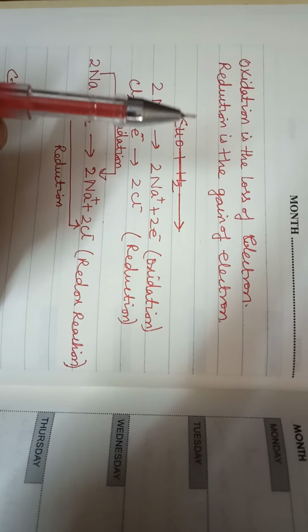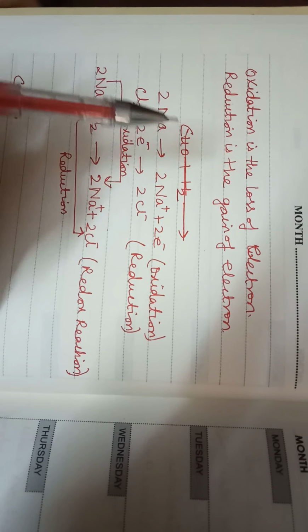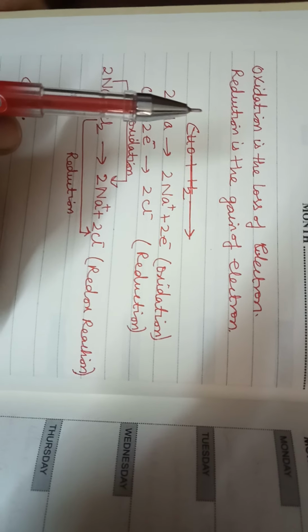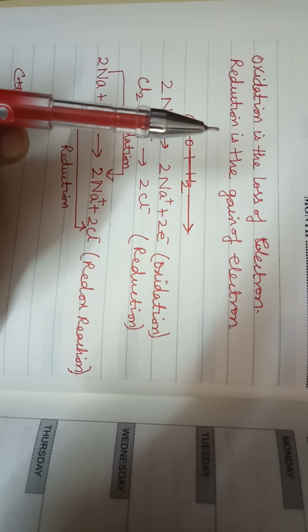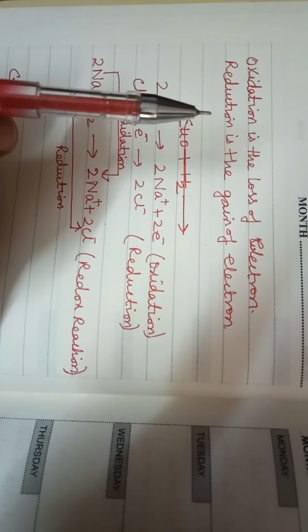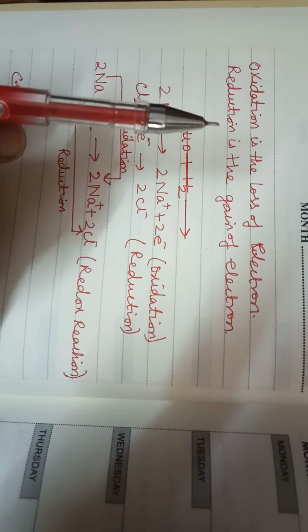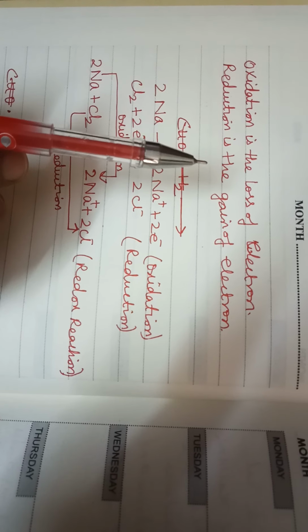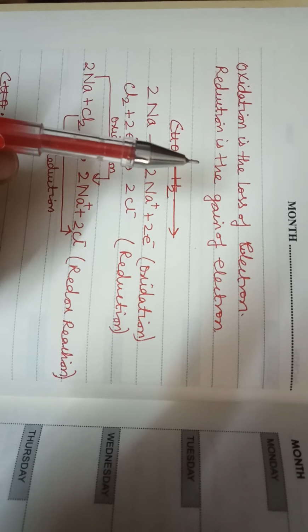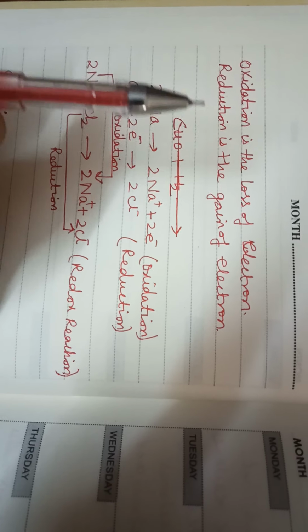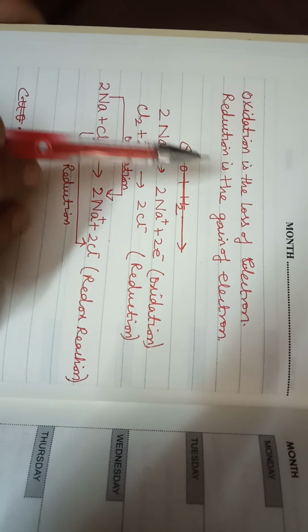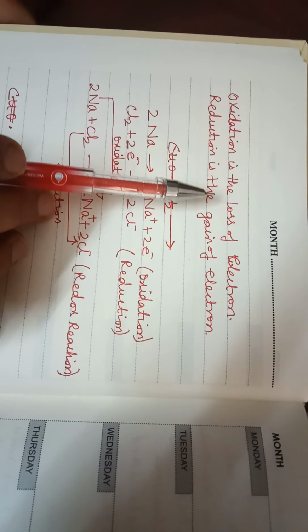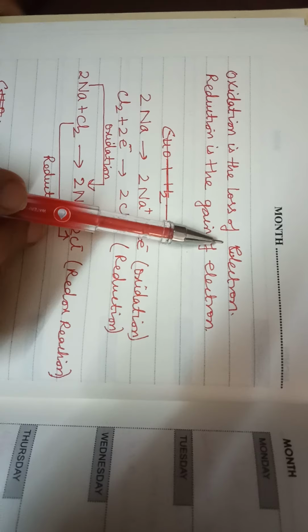What do you mean by oxidation? Oxidation means gain of oxygen and removal of hydrogen, and reduction is the addition of hydrogen and removal of oxygen. This concept we have studied. Now we have to study it in terms of loss or gain of electrons. This also we have studied in the 9th class, but again I am repeating. So what do you mean by oxidation? Oxidation is the loss of electron.